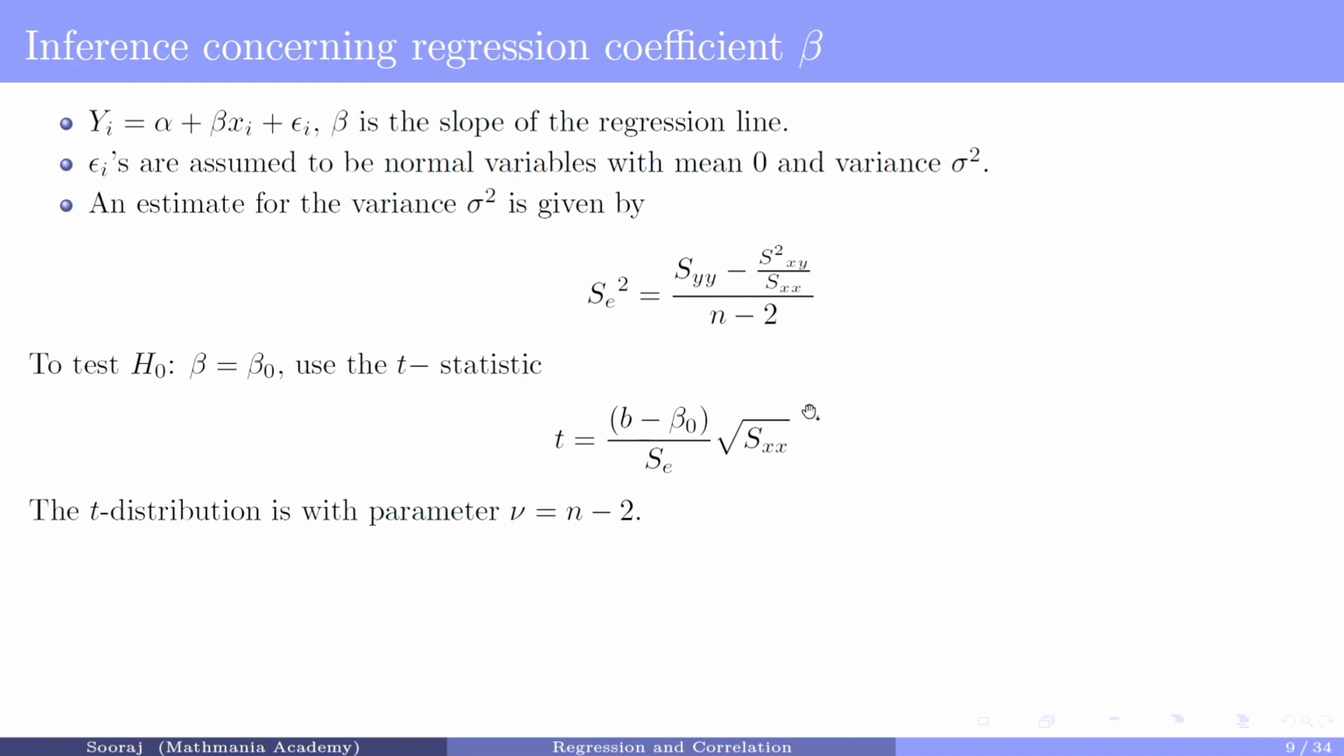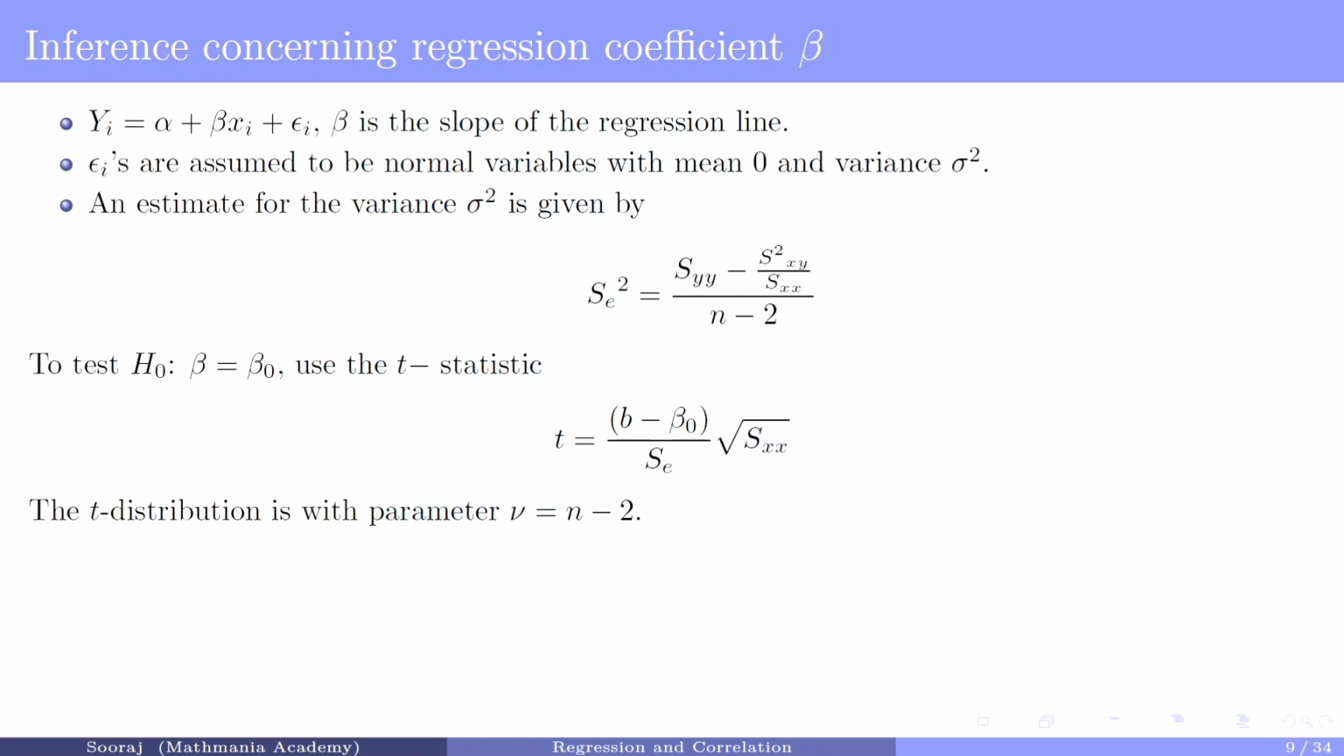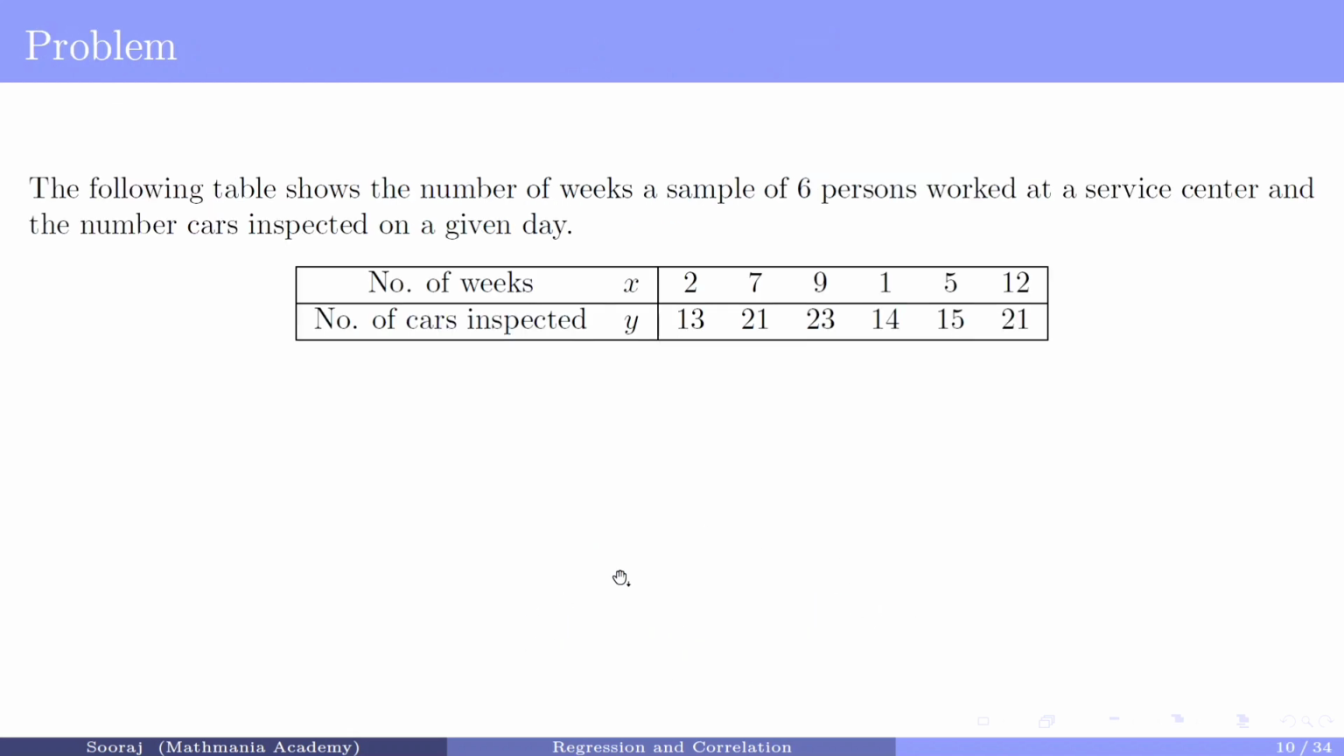Once you have this, when do we reject it? Absolute value of t less than t alpha upon 2 is the region of acceptance. So of course the region of rejection would be absolute value of t greater than t alpha upon 2. With that we calculate the confidence interval for beta to be in this form.